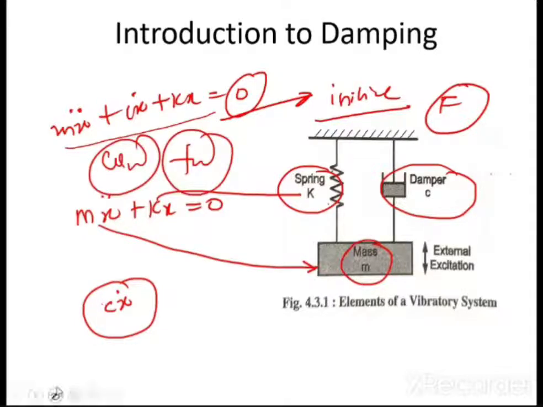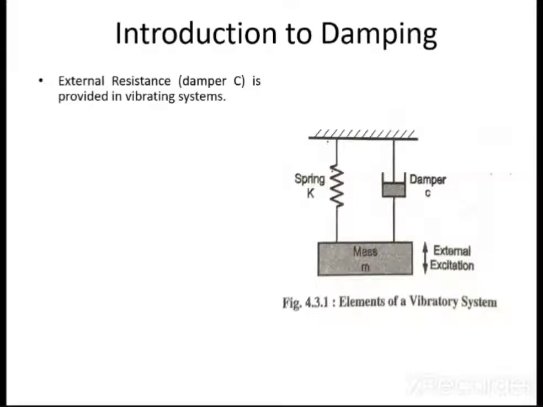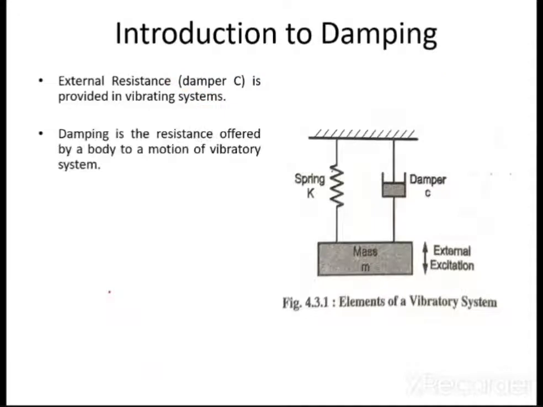And then what are the different types of damping? Before we start with the actual mathematical analysis, let us understand what damping is. What do you mean by free damped? An external resistance or damper C is provided in the vibrating system. Whenever an external resistance or damper C is provided in the vibrating system, it is called free damped vibration. This is the first point you should understand. The second point is that damping is the resistance offered by a body to the motion of the vibrating system. Damping is nothing but the resistance to the motion.